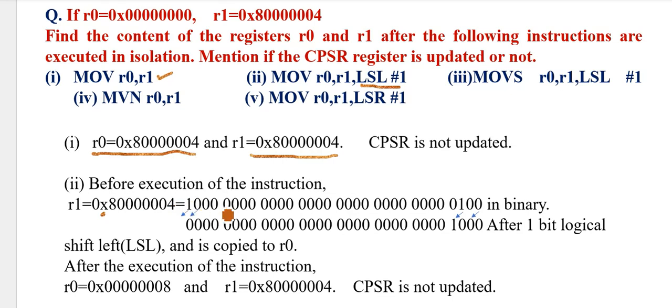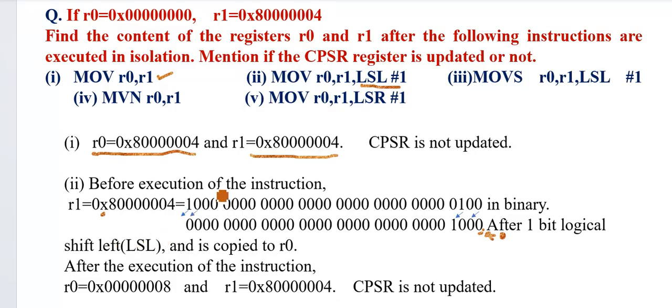8 in binary is 1000, then zeros for 0, again 4 zeros, and the last one is 4, which means 0100. So we have written the same hexadecimal value in binary. Now we have to shift by how many times? 1 time, logically shift left. Logically shift left means zeros will be appended here, and whatever is in the MSB will go to the carry.